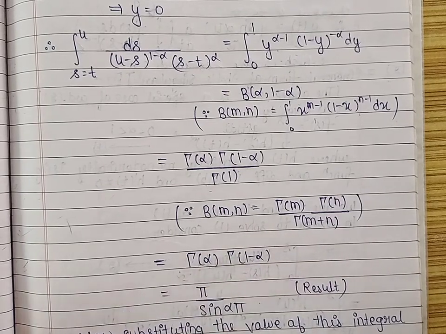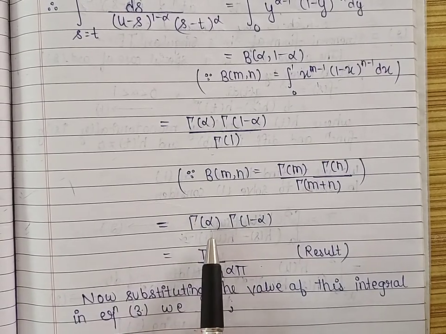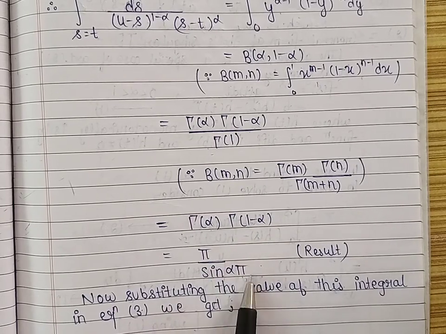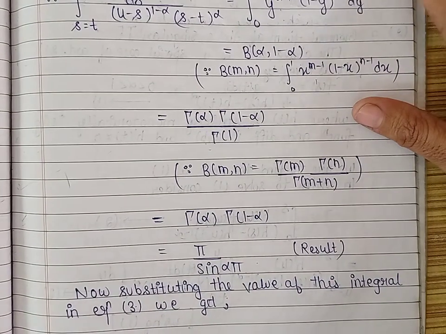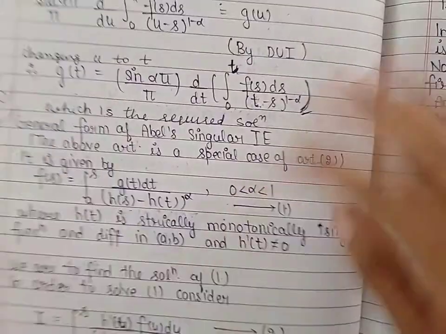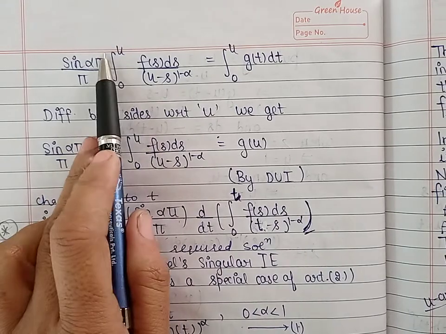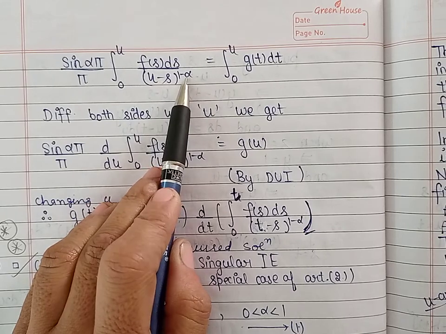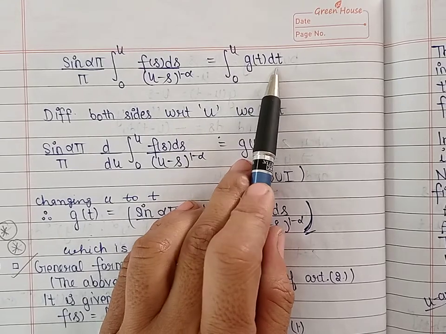Now you have already learned the result in complex analysis: the product of these two functions is given by pi upon sine alpha pi. So now substituting this value in equation number 3, we get sine alpha pi upon pi times the integral from 0 to u of f(s) divided by (u minus s) raised to the power 1 minus alpha ds, equal to the integral from 0 to u of g(t) dt.